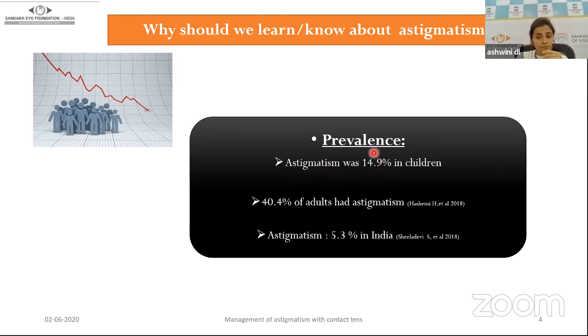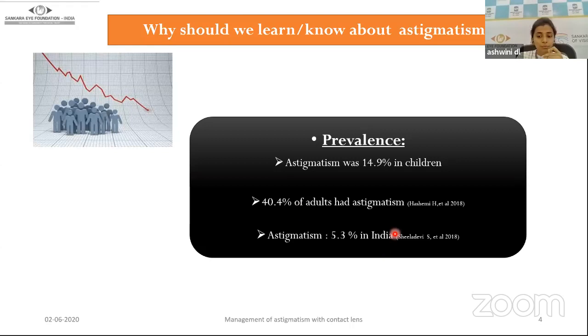The result showed that astigmatism was most commonly seen in children, at around 15%. When they also observed the adult population, comparatively to myopia and hypermetropia, astigmatism was seen in around 40 to 41%, whereas myopia was around 25% and hypermetropia was around 12 to 13%. This study was done on the worldwide population.